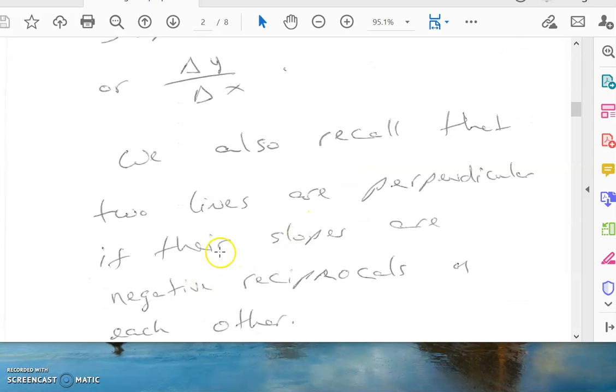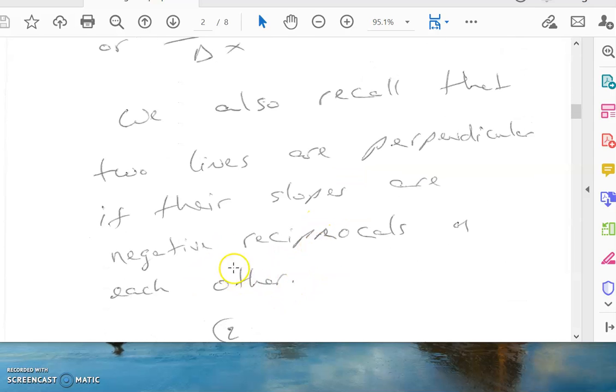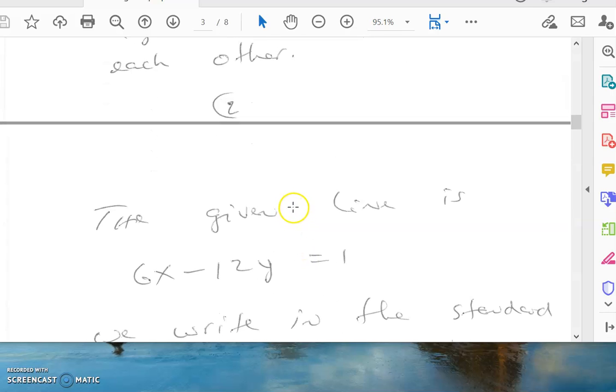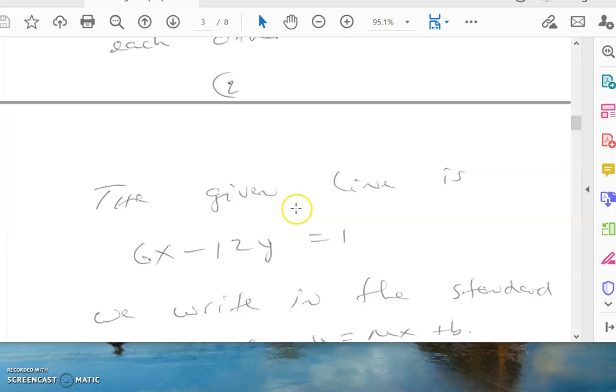We also recall that two lines are perpendicular if their slopes are negative reciprocals of each other. So do you remember what a negative reciprocal is? 3 is the negative reciprocal of -1/3, because when you multiply 3 times -1/3, you get -1. That's what we mean by the negative reciprocal. If we just said reciprocal, the reciprocal of 3 is 1/3, because 3 times 1/3 is 1. So for the negative reciprocal, you've got to get -1, not just 1.